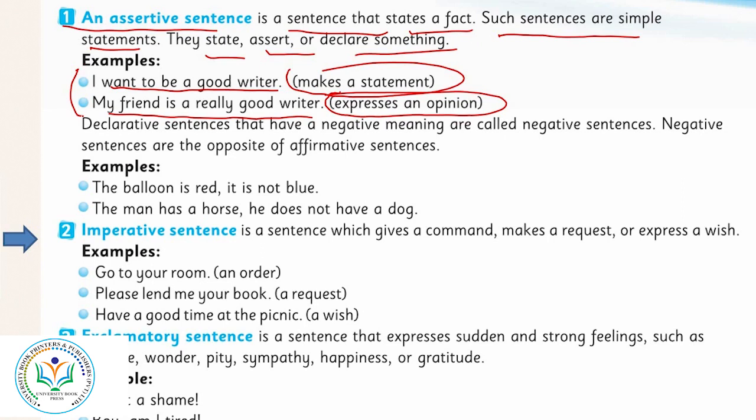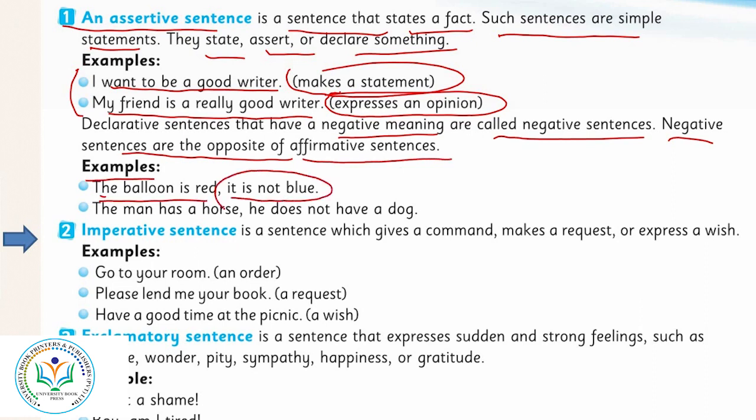Declarative sentences that have a negative meaning are called negative sentences. Negative sentences are the opposite of affirmative sentences. Look at the examples here. The balloon is red, it is not blue. Here the not indicates that it is a negative sentence. The man has a horse and he does not have a dog. These two sentences here are affirmative, and this is the total opposite. Negative sentences we have here with does not or not.